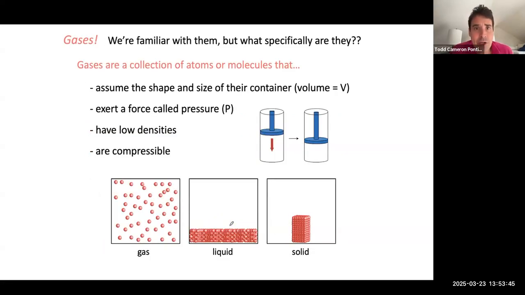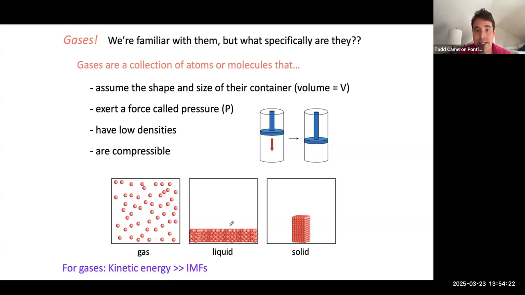All right, and then to finish up this video, we're going to switch gears and talk about gases. Gases, we're probably familiar with them, but what specifically are they? They're a collection of atoms or molecules, particles, that can assume the size and shape of their container. So if you have a collection of gas, it'll diffuse out and fill up whatever space it's in. They exert a force called pressure, and that pressure comes from the gas particles bouncing off the walls. They have low densities, they're very spread out, and they are compressible. Like you can take gas and consolidate it into a canister.